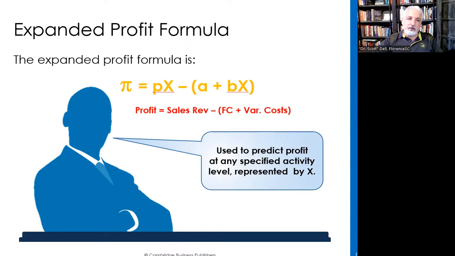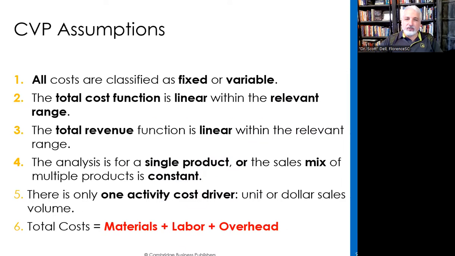If we go a little further, what are the assumptions behind this cost, volume, profit analysis? Well, first of all, we're classifying all costs as fixed or variable. And the total cost function, we are assuming, again, assumptions, to be linear within what's called a relevant range. And we've talked about that relevant range before. We have a machine that has a capacity of 10,000 units. If we need to make 20,000 units, we probably have to buy another machine. So that's beyond the relevant range.